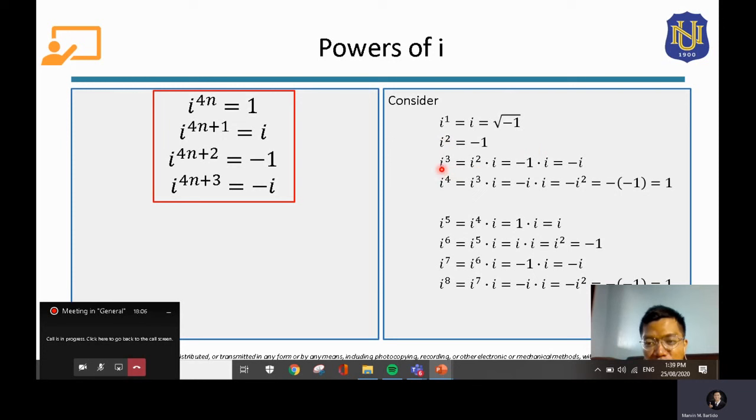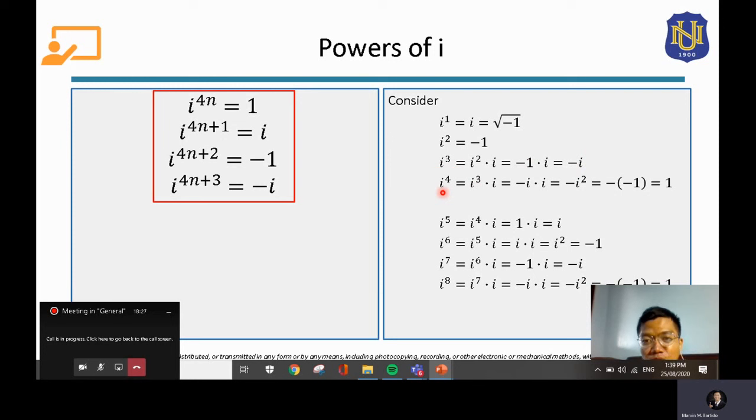Now, if we proceed to i cubed, we can factor this into i squared times i. So that is also i cubed, right? And we know that the value of i squared is negative 1, and the value of i is i. So simplifying this, negative 1 times i will be negative i. So now we know that i cubed is equal to negative i.